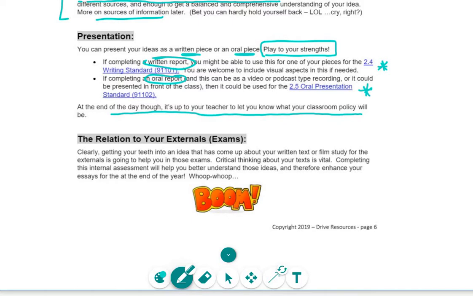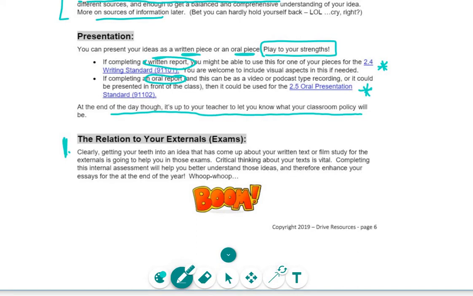Okay, so with regard to your externals, this is a primo assessment to do because, as we say here, clearly getting your teeth into an idea that has come up about your written text or film study for the externals is going to help you in those exams. Critical thinking about your text is vital. Completing this internal assessment will help you better understand those ideas and therefore enhance your essays for the end of the year. Whoop whoop. Happy days.